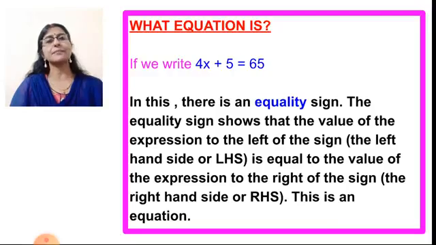Here you can see the expression 4x plus 5 is on the left hand side, and on the right hand side there is a number 65, and in between there is an equal to sign. So this is called an equation.